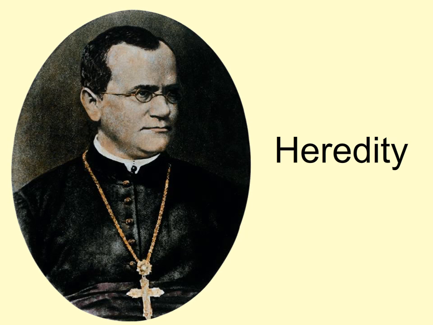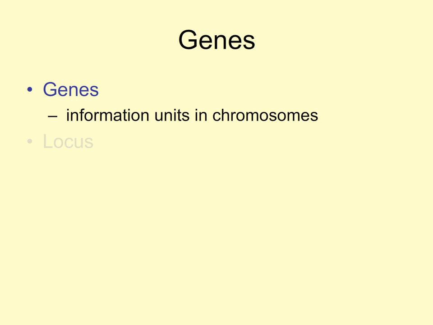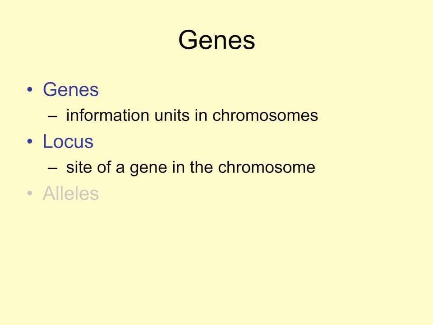For this lecture, we will discuss heredity. This is a picture of Gregor Mendel, who in the 1800s discovered through experimentation that traits are determined by elements that are passed from parents to offspring. In the early 1900s, this element was christened the gene. Genes are the smallest units of information in chromosomes. They contain the instructions for producing certain cellular products that result in certain traits.